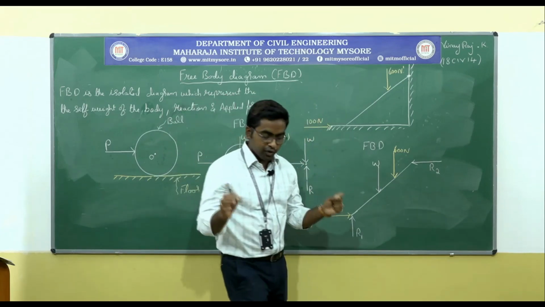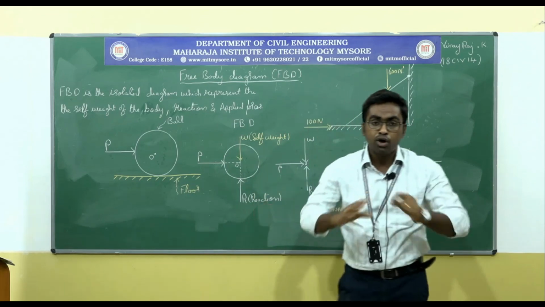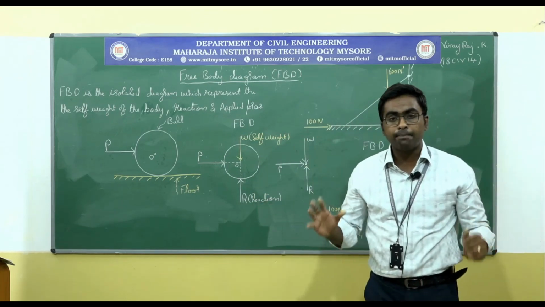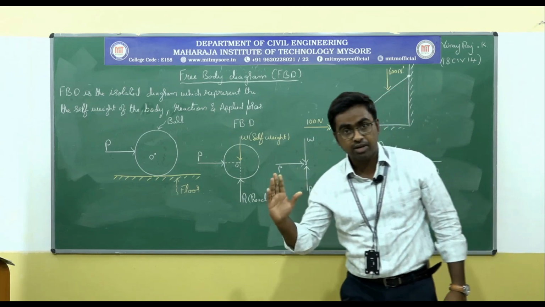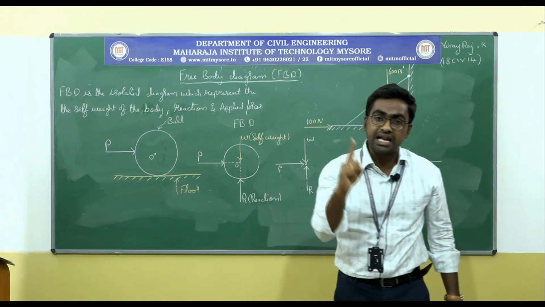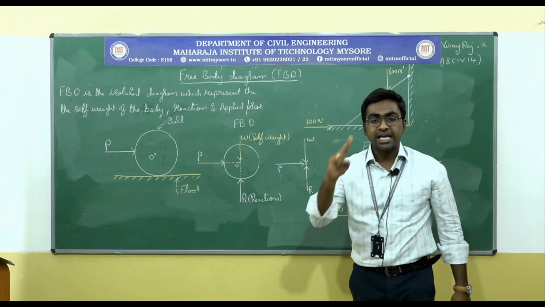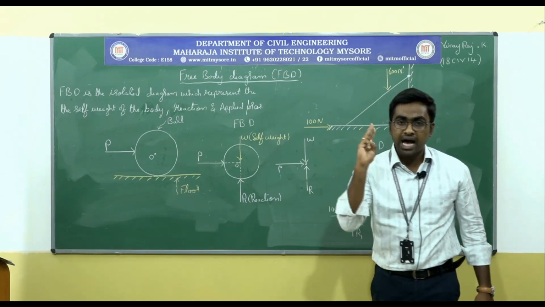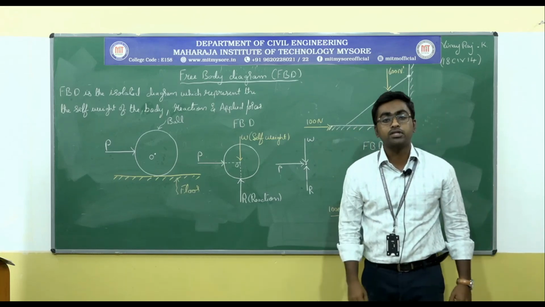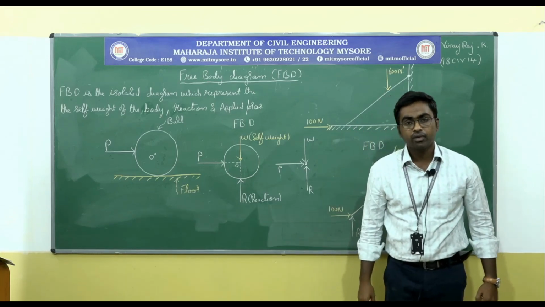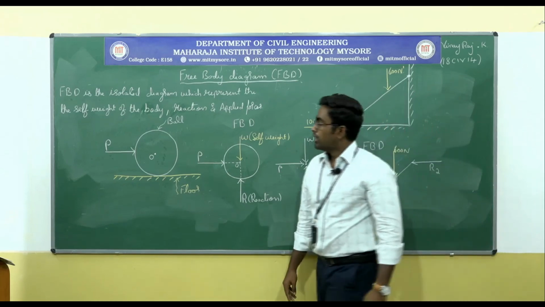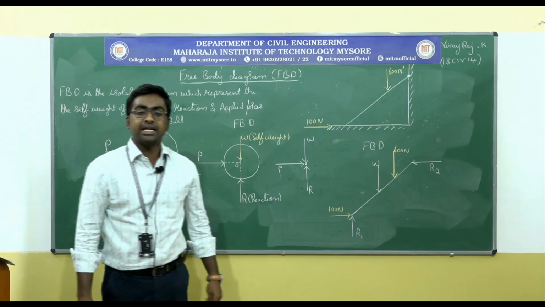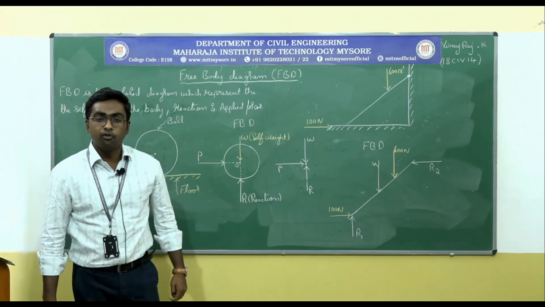That means if you want to write the free body diagram for any particular system, then the free body diagram should represent the self weight of the object. The second one is the reaction offered by the other objects. Then last one, it will be the applied forces. Got it?